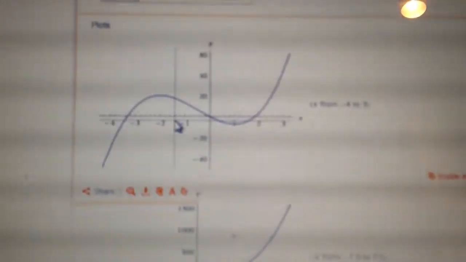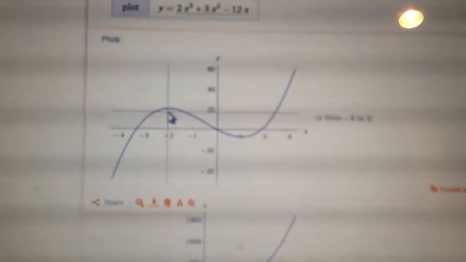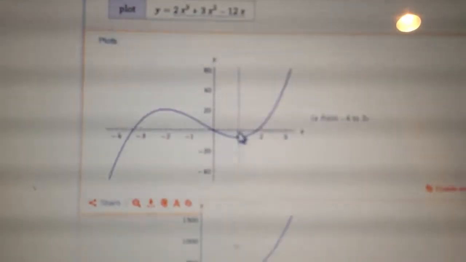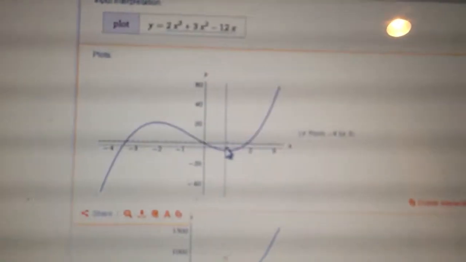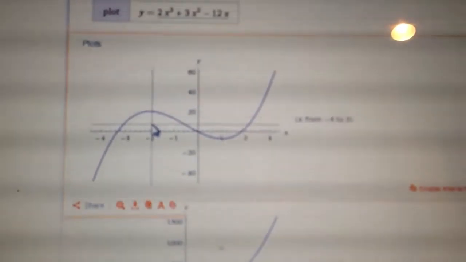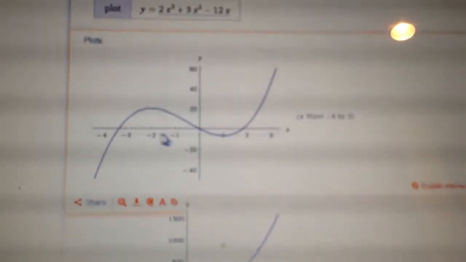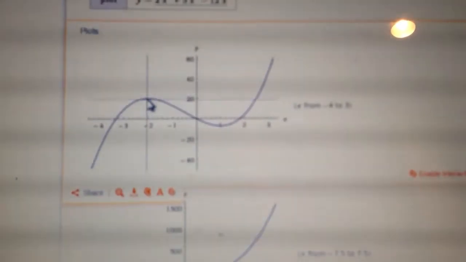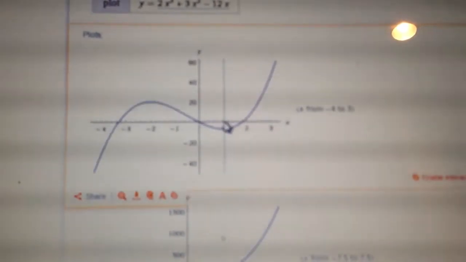The last thing you have to do is graph. So I just plug this into Wolfram Alpha. And you can tell the critical numbers are over here because the derivative is 0, and over here because the derivative is 0. And then the function is increasing on these intervals, and it's decreasing, and then it's increasing again, with a max and min at -2, 20 and 1, -7.